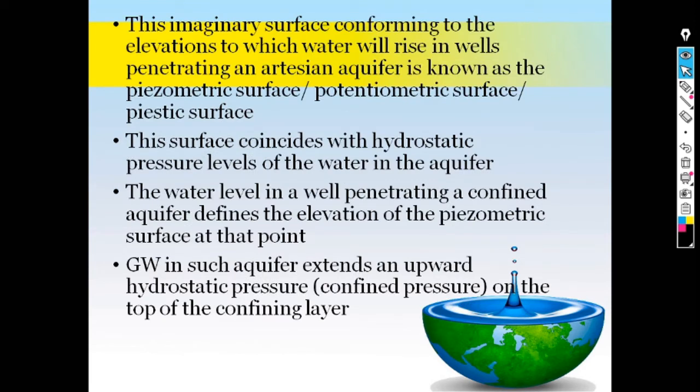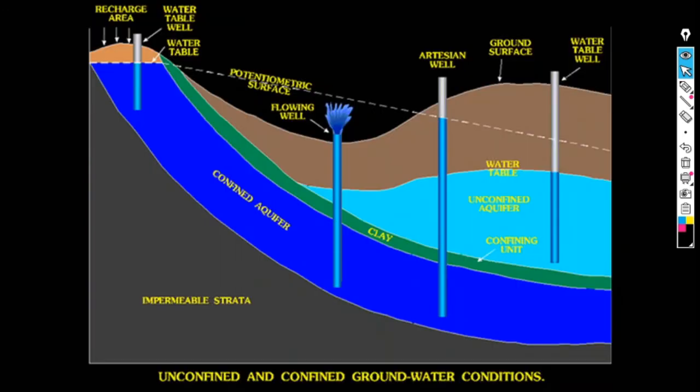This imaginary surface conforming to the elevation to which water will rise in wells penetrating an artesian aquifer is known as the piezometric surface or potentiometric surface. This surface coincides with hydrostatic pressure levels of water in the aquifer. The water level in a well penetrating a confined aquifer defines the elevation of the piezometric surface at that point. Groundwater in such an aquifer exerts an upward hydrostatic confined pressure on the top of the confining layer.